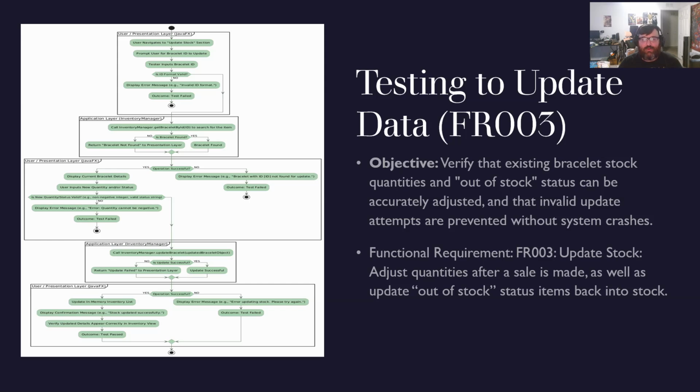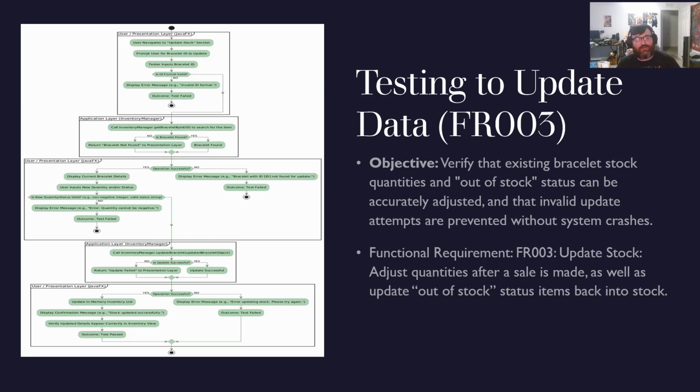But if it is valid, it will move on to the call inventory manager update bracelet function, and then validate whether or not it was successful there. If it's not, it says update failed. If it is, update successful, we can keep moving forward. As I mentioned, when it says update failed, it should kick back out an error message saying error updating stock, please try again. Then it should move the user back to the beginning of the update stock form itself, so they can input that information and try again.